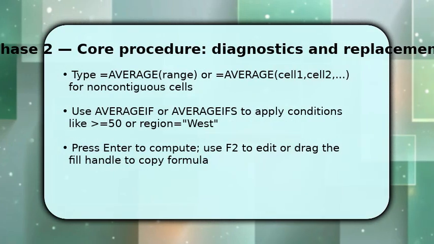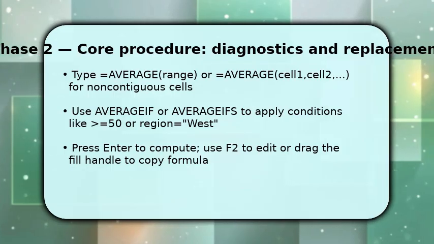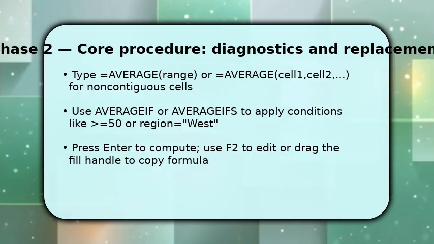You type the formula starting with =AVERAGE. For a continuous block, use =AVERAGE(A2:A20). For specific cells, use commas like =AVERAGE(B2,B5,B9).